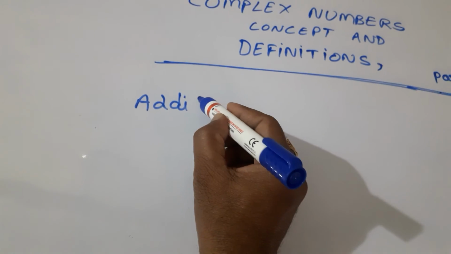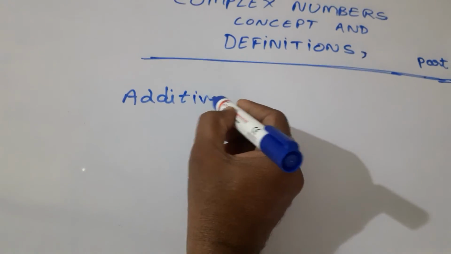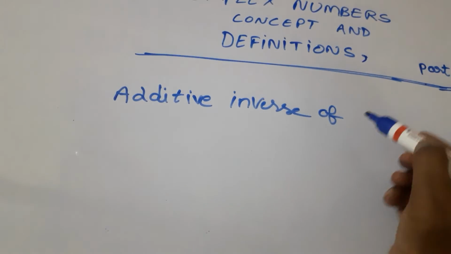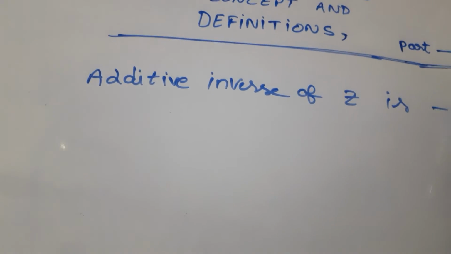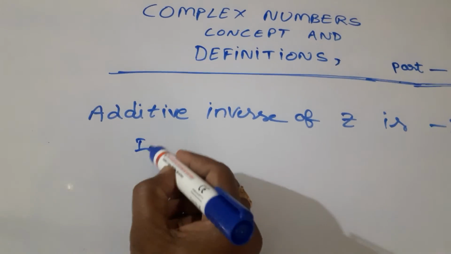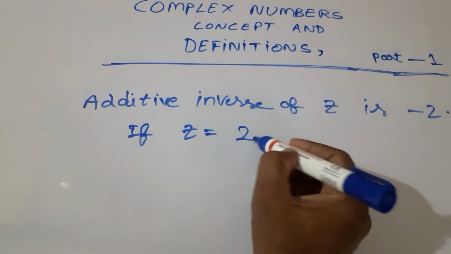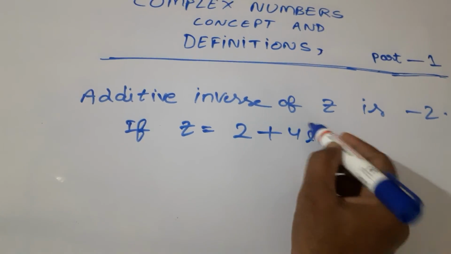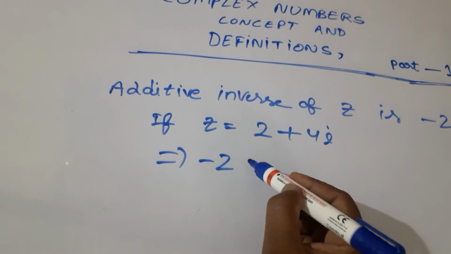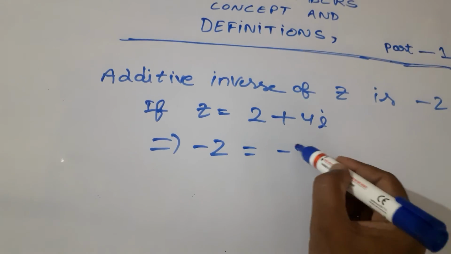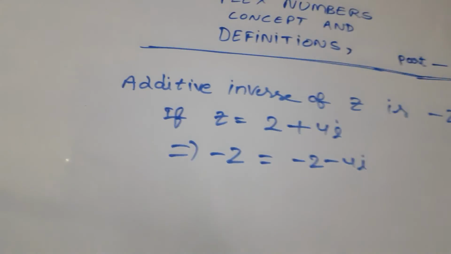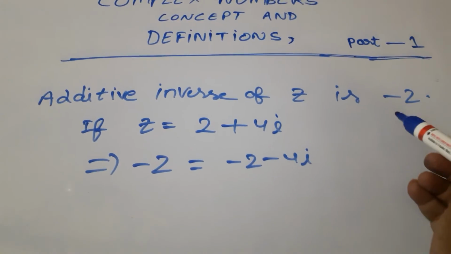Next, additive inverse of a complex number. Additive inverse of z is minus z. Just multiplying with a minus sign you will get it. So if z equal to 2 plus 4i, implies additive inverse of z means minus z. Additive inverse of z, minus z, is equal to minus 2 minus 4i. Just multiplying with a minus sign you will get the additive inverse of z. So additive inverse of z is minus z.